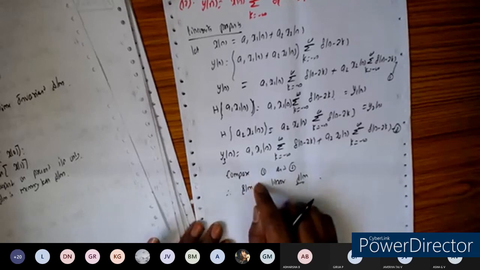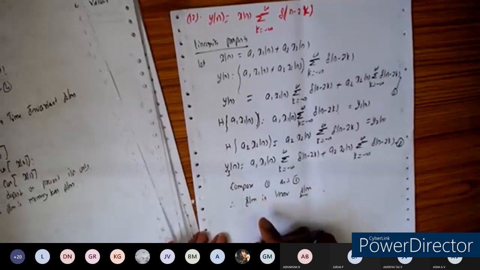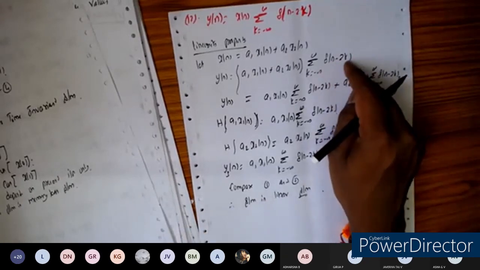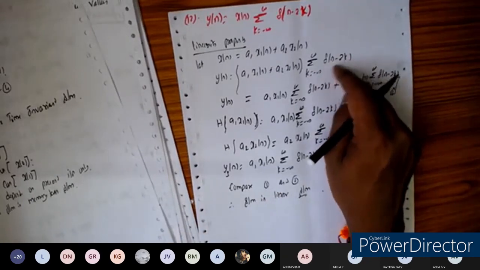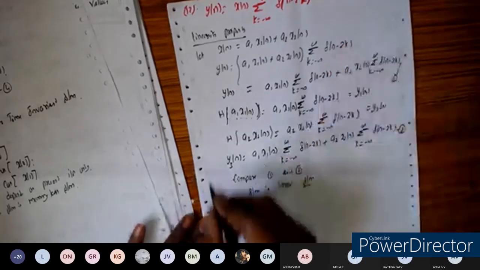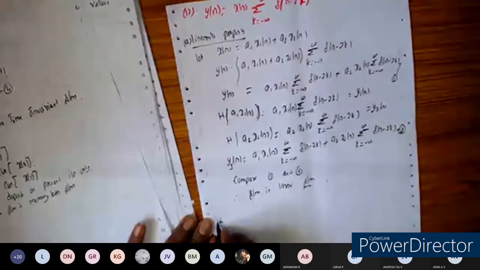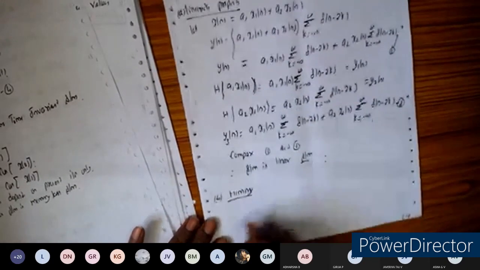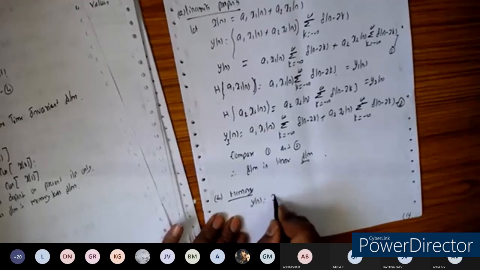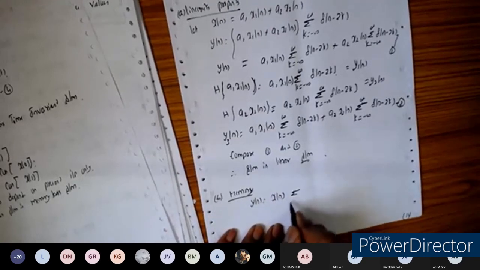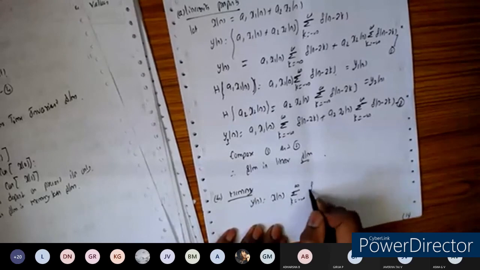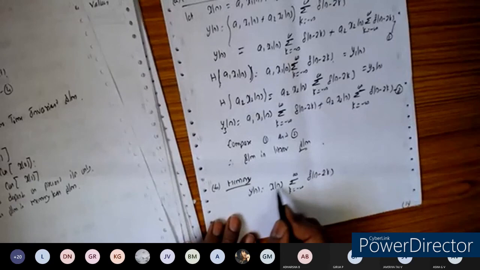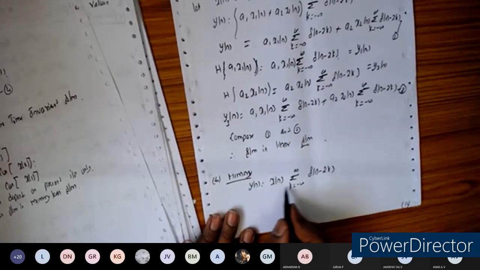So memory. Since at n equal to 0, the output depends on n equal to 0 only, we can say it is a memoryless system here. I will take the next property as memory. So y of n is nothing but x of n summation k equal to minus infinity to plus infinity delta of n minus 2k. Since you can see n here and n here, both ways n is there, so we can say it is a memoryless system.